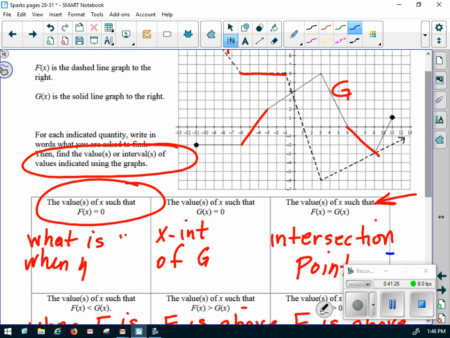On this one, that's kind of stinky because it's not really on an integer, is it? Call it x equals 0. We're just going to pretend that's a big fat point. Okay? X equals 0 and 9.